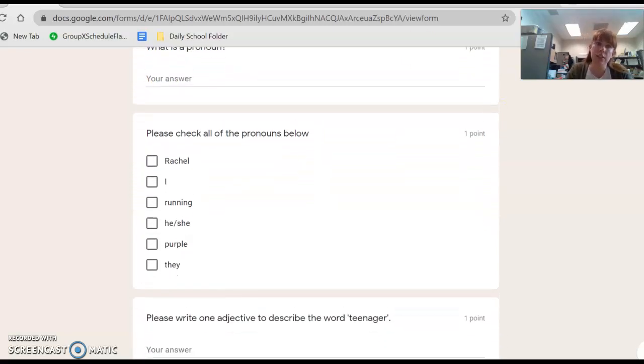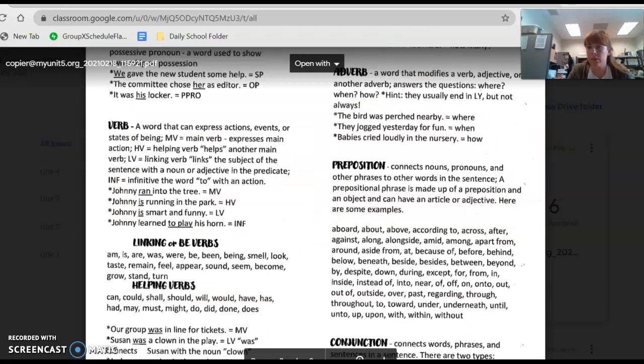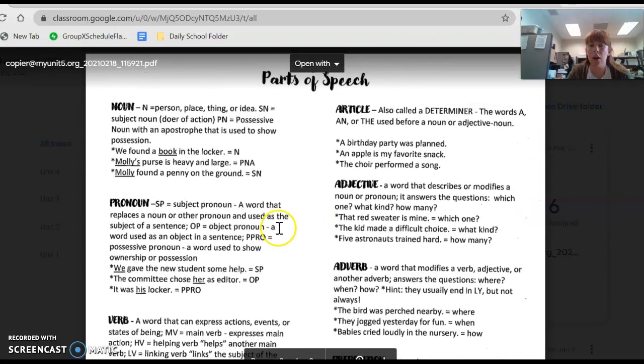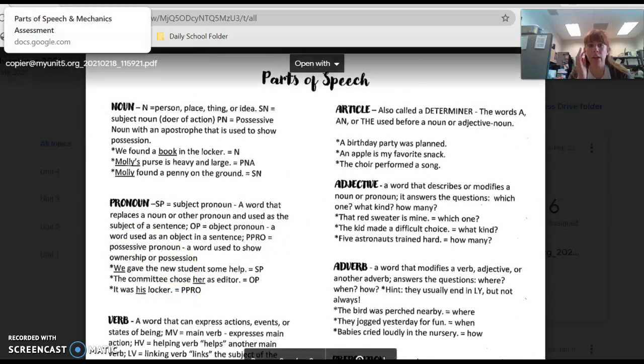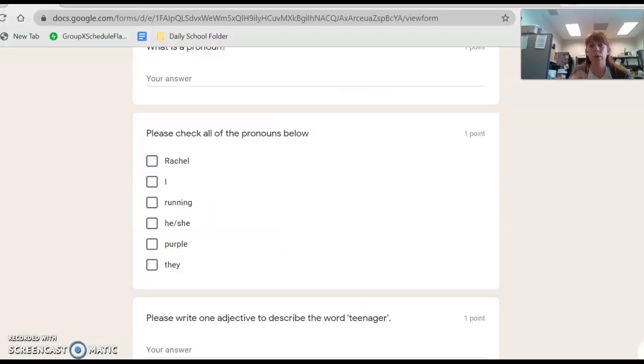Just like conjunctions, all the pronouns are listed here, okay? So what I want you guys to do is click on the ones in this checklist that actually are pronouns. Do not click the ones that are not pronouns.